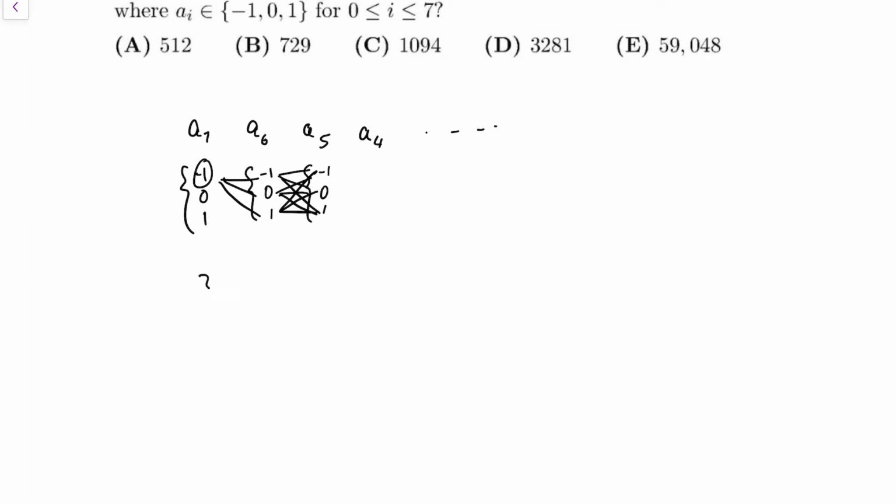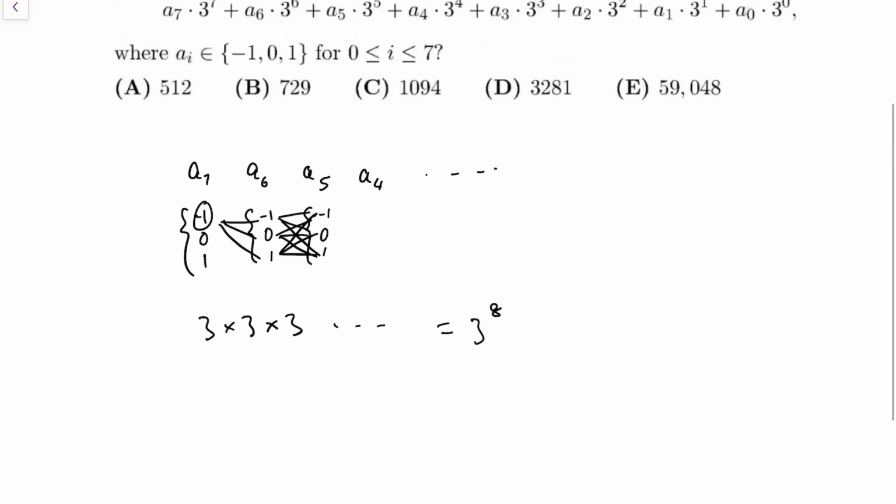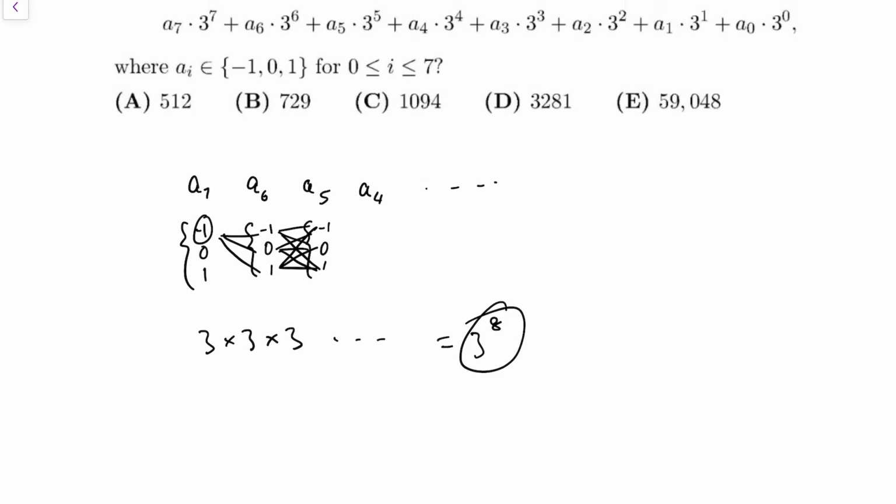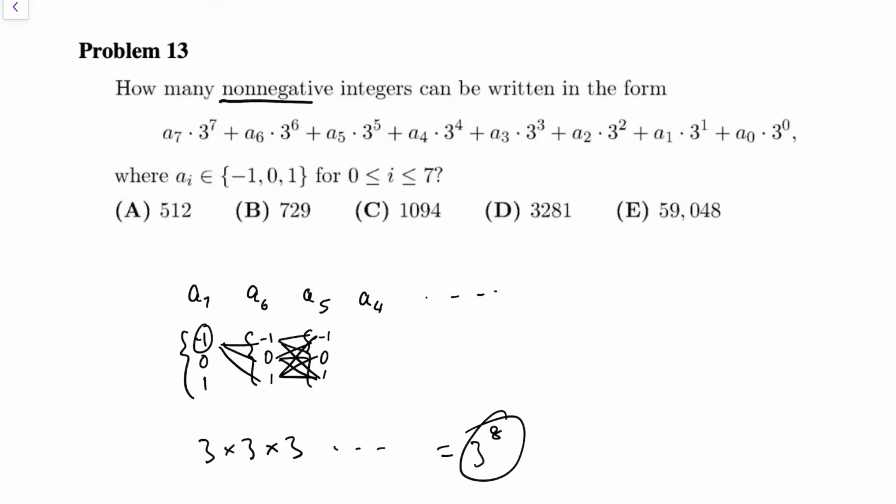So it seems like it's just 3 times 3 times 3 all the way. There are 3 to the power of 8, remember, because 7 down to 0, including 0, that's 8, not 7. It seems like this question is just asking for this number right here, 3 to the power of 8 combinations. But then we see they want the non-negative integers.